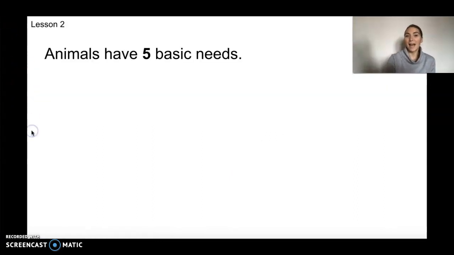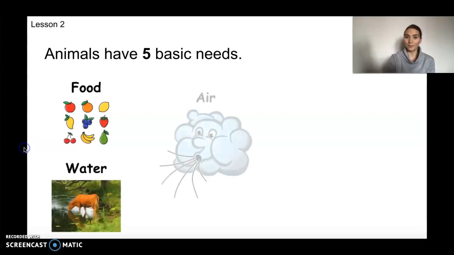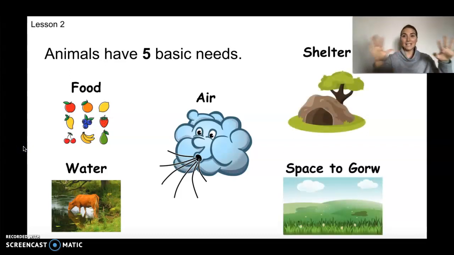All animals have 5 basic needs. Those needs are food, water, air, shelter, and space to grow.